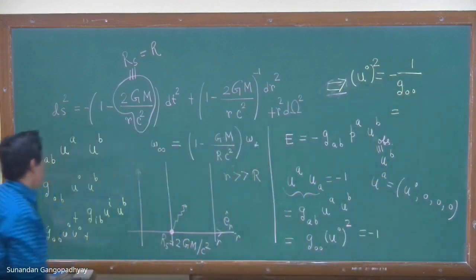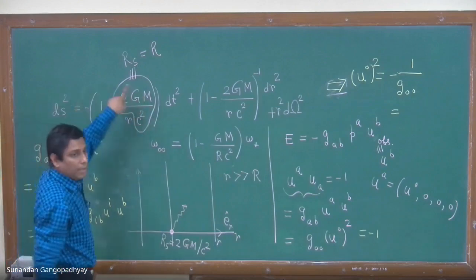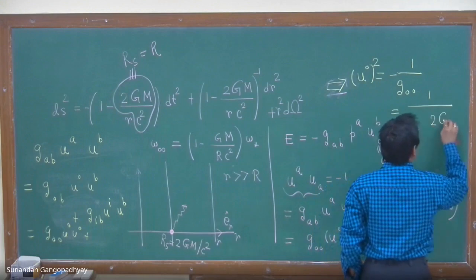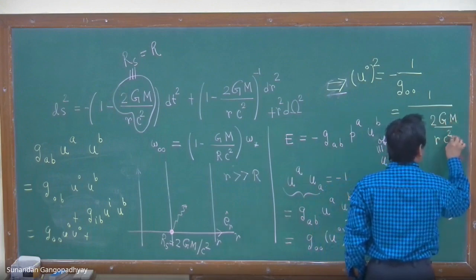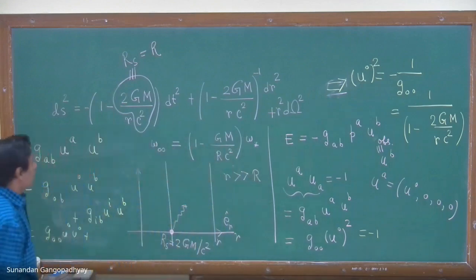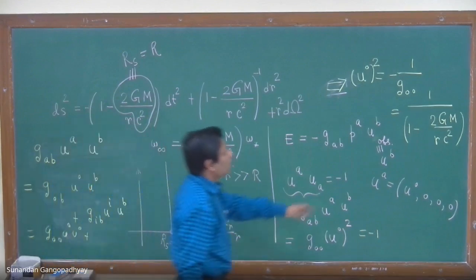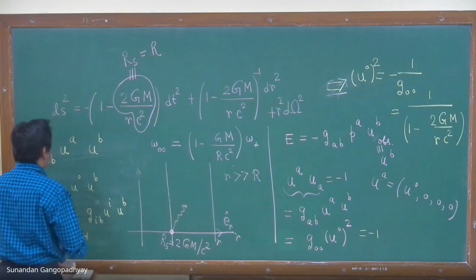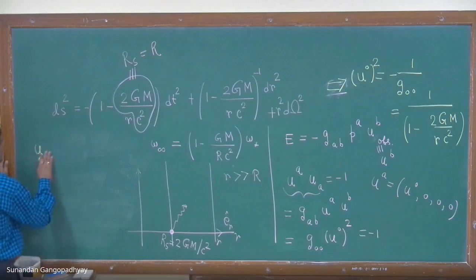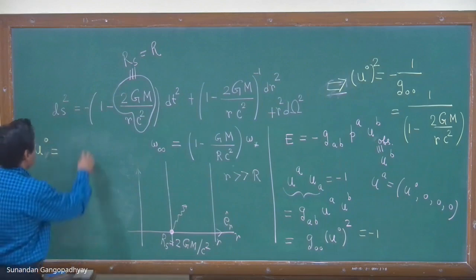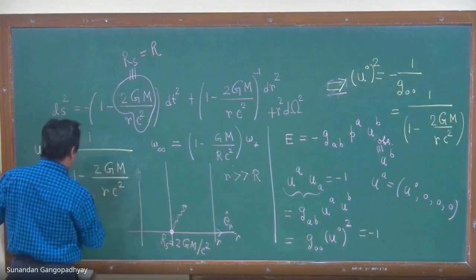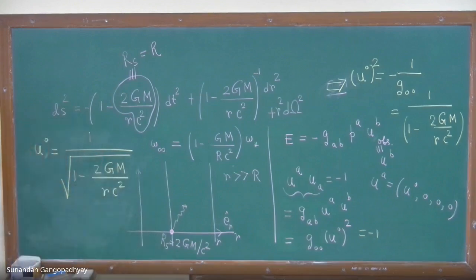And what is that? g00 is this thing with the minus sign. So we will get 1 divided by 1 minus. Okay, g00 is this full. So minus minus cancels and like this. So if you have this, then this therefore means that u0 is equal to this. This is what u0 is.